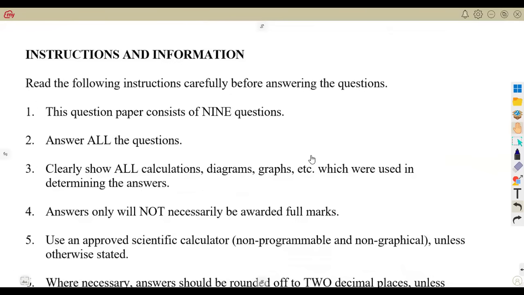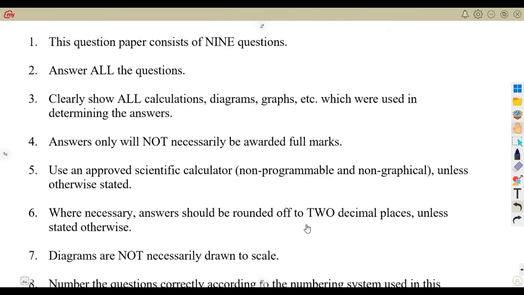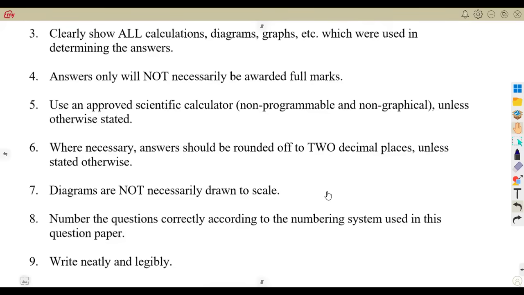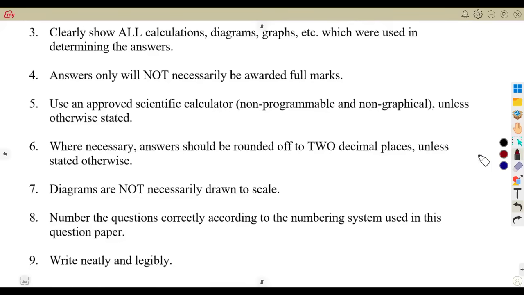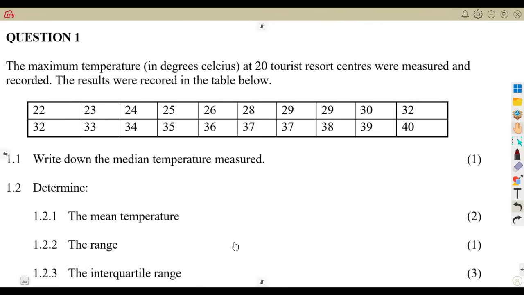They're just similar questions, so you just have to revise as many question papers as you can. Make sure that you go through the instructions as we are given. These instructions are for you to read. Where necessary, answers should be rounded off to 2 decimal places unless stated otherwise. That is the major part in terms of rounding off your answers.